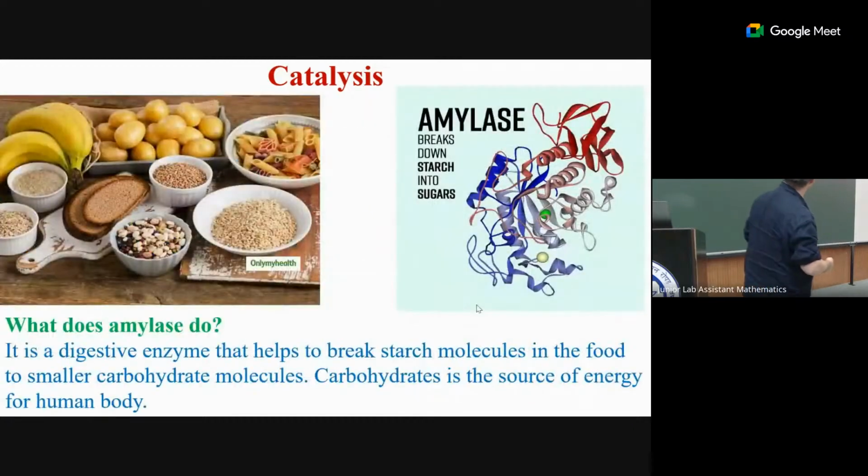Amylase is an enzyme which is in our saliva. So we eat food, right? And we need to transform starch into carbohydrates, which are easier to transform into water and provide energy. So this enzyme, amylase, does it, and this is the food which has a lot of starch. Essentially, it's a digestive enzyme.